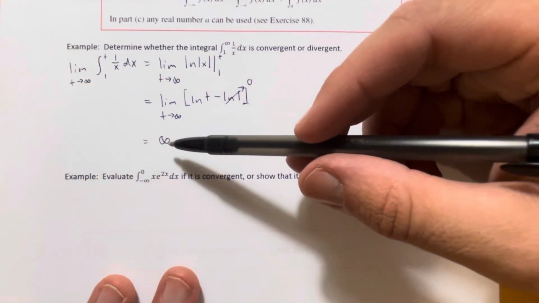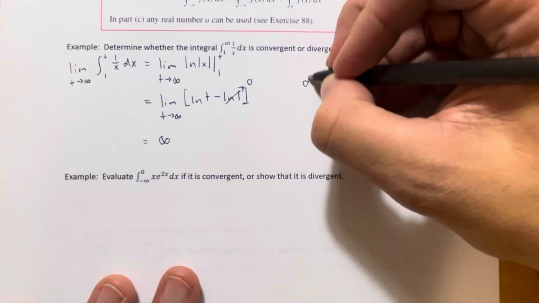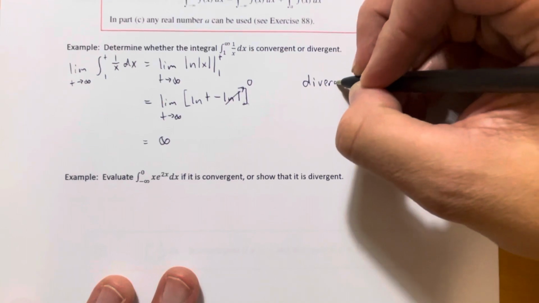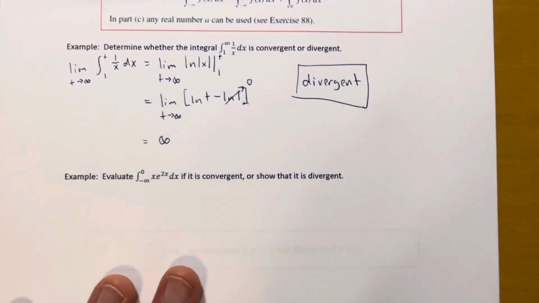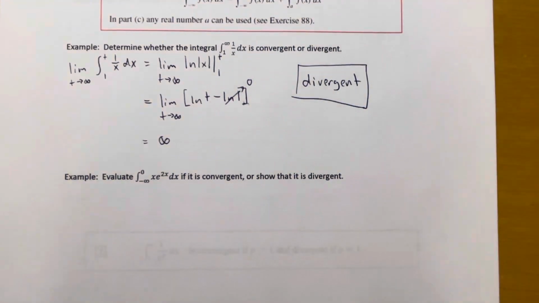So that means that this integral is divergent, because it did not give me a finite area. It did not give me a finite solution. The limit does not exist. Okay? So that's all we have to do for that one.